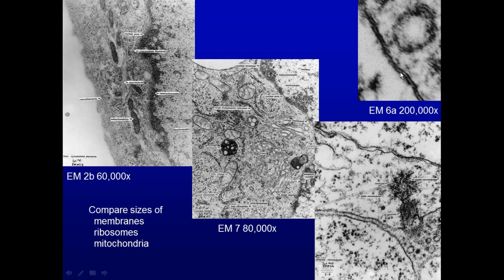But here we can see the trilamellar structure of a single membrane at this magnification. Also, if you look at ribosomes, these are ribosomes here. They're quite big. You can see the different units of the ribosomes here. Here we can see the ribosomes on the reticulum, making it rough. There's a Golgi apparatus in through there, another one there, mitochondria in here.